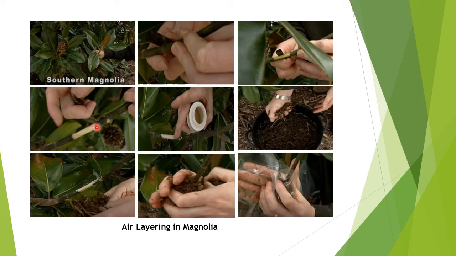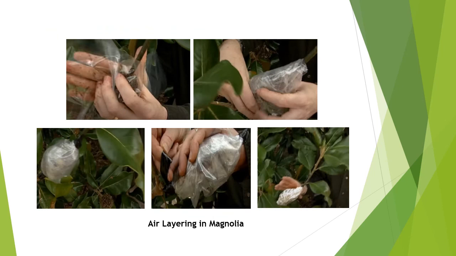And then you are applying the IBA paste over it, and you are taking sphagnum moss which is kept moist, and covering the wound area. You make a ball of sphagnum moss with your hands, and then cover it with a polythene sheet to hold the sphagnum moss and to prevent moisture loss. And then you tie it with tape or any other tying material. This is how it appears on the aerial shoot.